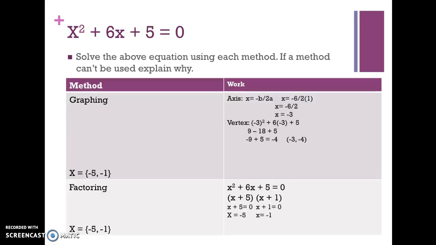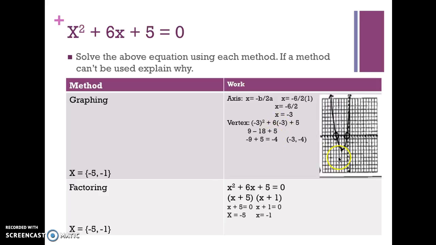So let's first take a look at graphing. First, we want to find the axis. In order to find the axis, we take x equals negative b divided by 2a. Our a value is the integer right before our x squared, in this case 1. So our b value is 6. So to find the axis, we take negative 6 divided by 2 times 1, which equals negative 6 divided by 2. That gets us negative 3, and that's our axis.